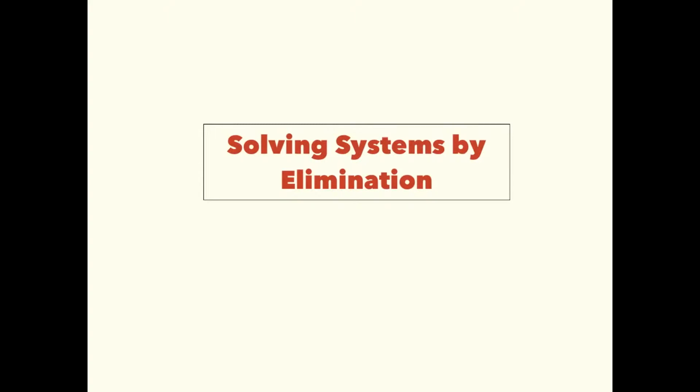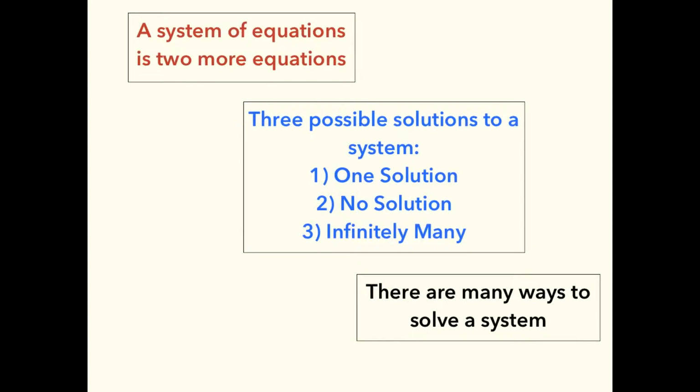Let's get started. You'll remember that a system of equations is just two or more equations together, and that there are three possible solutions to a system. You can get one solution, which is where your equations intersect, or you can get no solution when your equations are parallel and they never intersect, or you can get infinitely many when the equations are the exact same line and every point on that line is a solution.